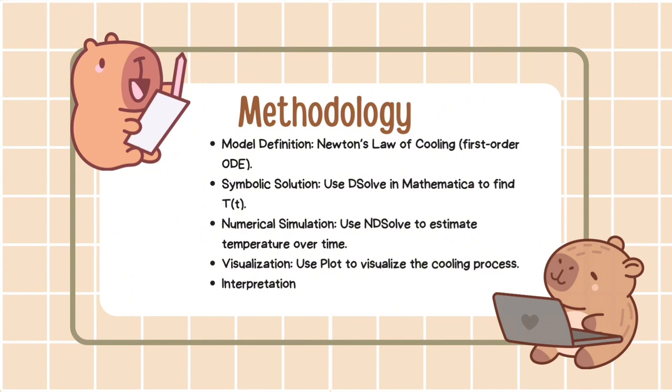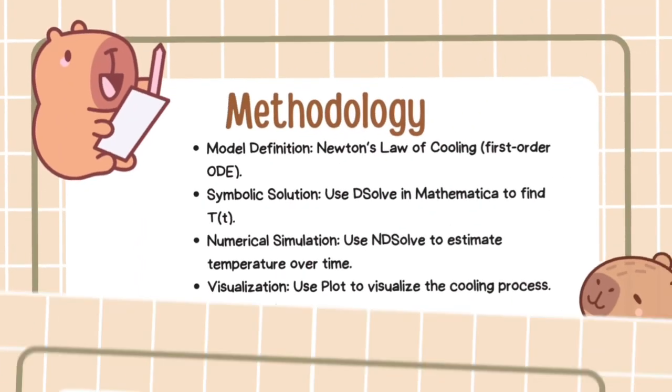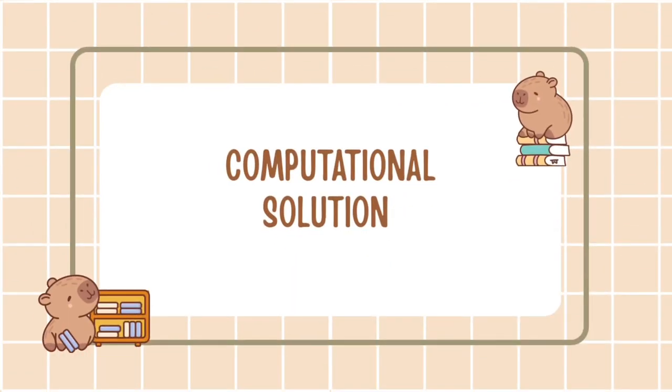The third one is numerical simulation. Using this solution, we input values like initial temperature and ambient temperature to simulate real-time cooling. Next, visualization. We use plot to graph the solution and observe how the temperature changes over time. Lastly, interpretation. We analyze how the object cools down and stabilizes. Next, we will move on to the computational solution using Mathematica.